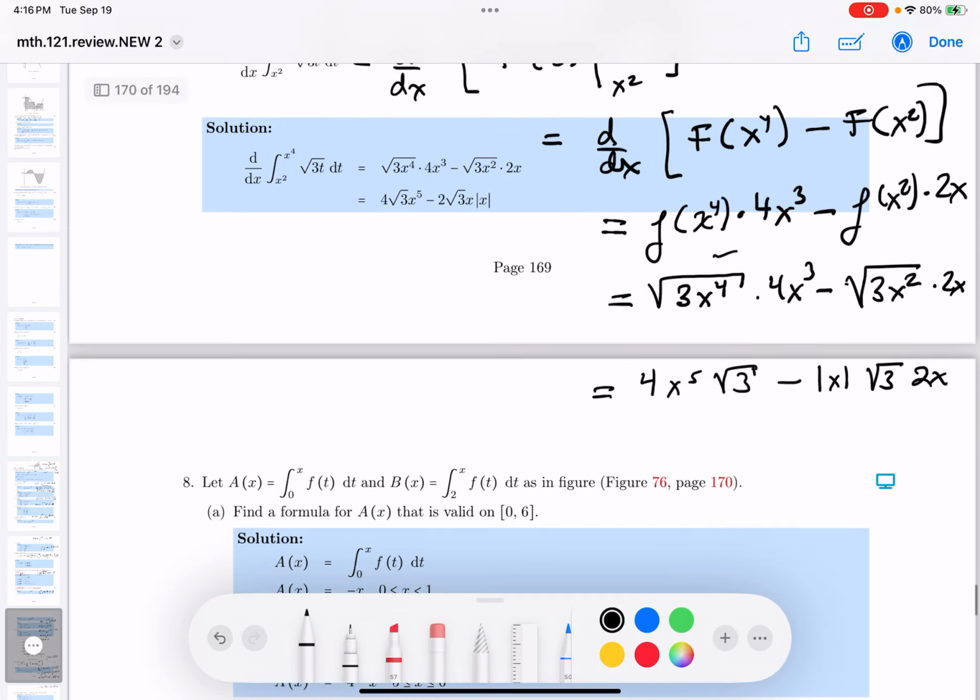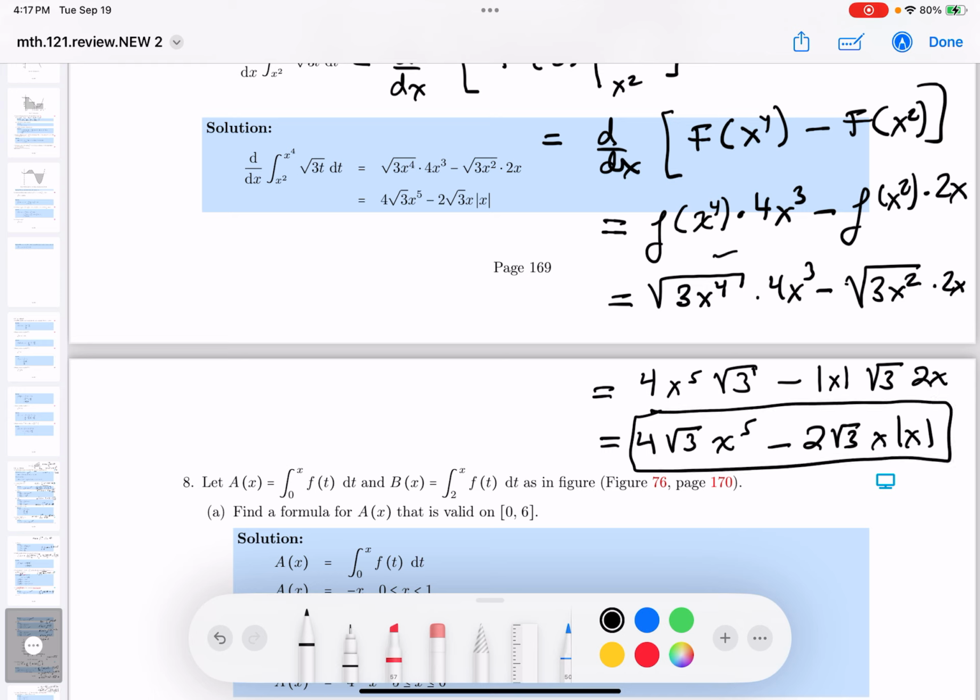Let me clean it up a tiny bit, and I'm going to put down 4 root 3, x5. Over here, I'm going to write down 2x, absolute value of x. You know what? I forgot the root 3. Let me go back and do that again. 2 root 3, x, absolute value of x. I'm going to put a box around that. I'm going to say that's what I was looking for.